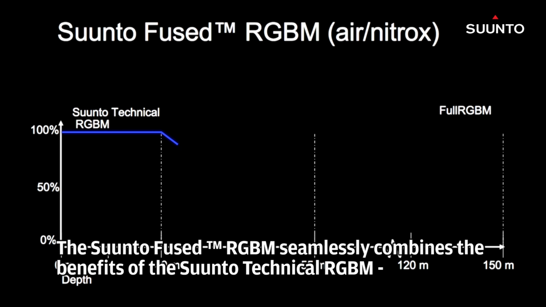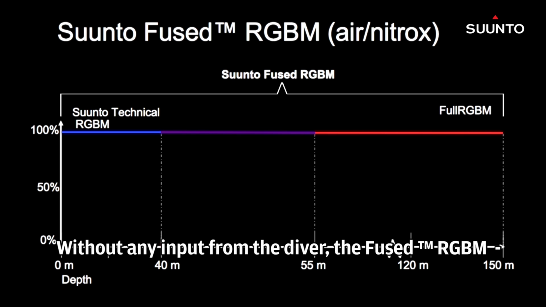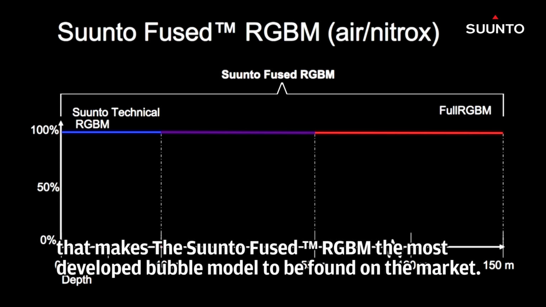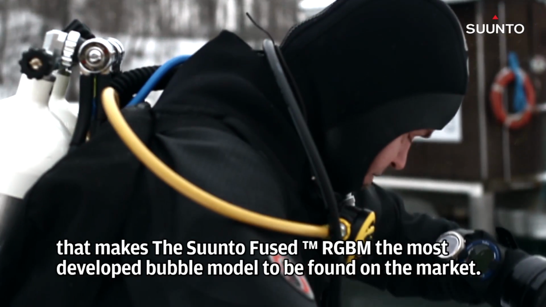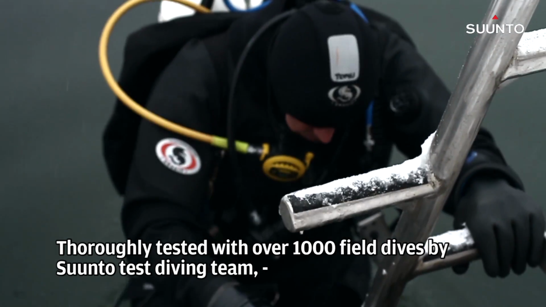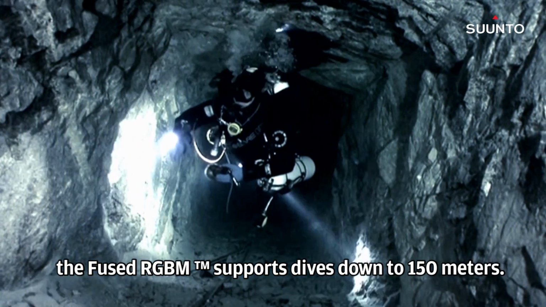The Suunto Fused RGBM seamlessly combines the benefits of the Suunto Technical RGBM with Dr. Vinke's full RGBM algorithm. Without any input from the diver, the Fused RGBM automatically switches between these two models, a proven and powerful combination that makes the Suunto Fused RGBM the most developed bubble model to be found on the market. Thoroughly tested with over 1,000 field dives by Suunto Test Diving Team, the Fused RGBM supports dives down to 150 meters.